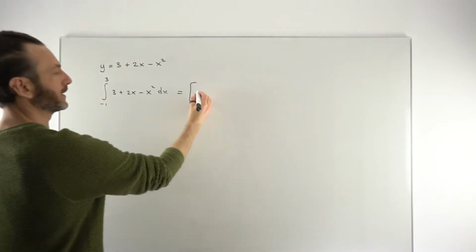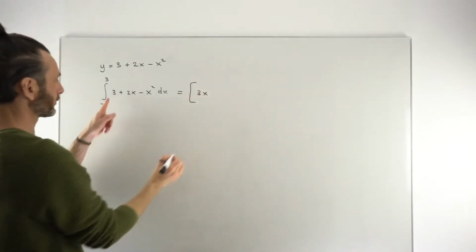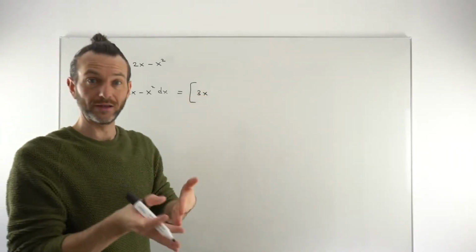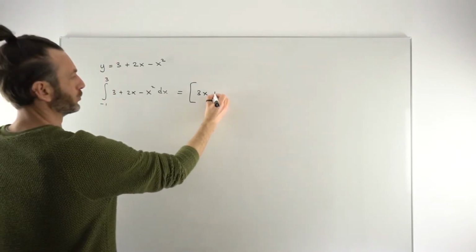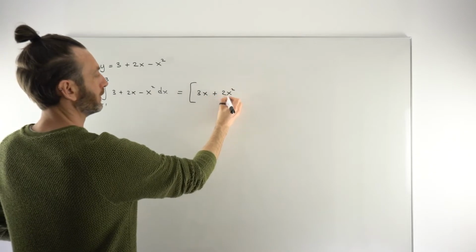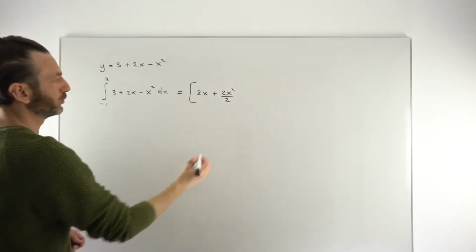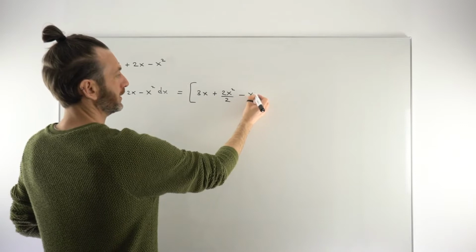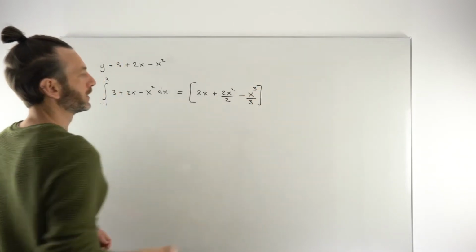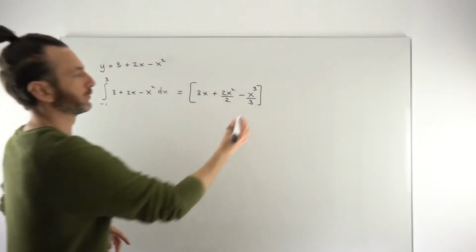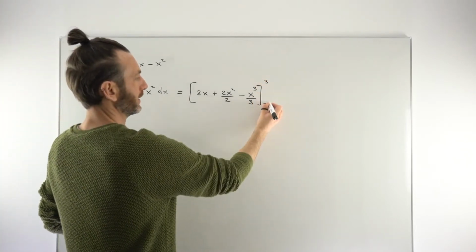So 3 integrates to 3x. So a constant, remember, a number always integrates to the number x. So that goes to 3x. 2x goes to 2x squared divided by 2 using the power rule. And then x squared goes to x cubed divided by 3, also using the power rule. So closing our bracket, moving the limits over to the right hand side, so 3 and -1.